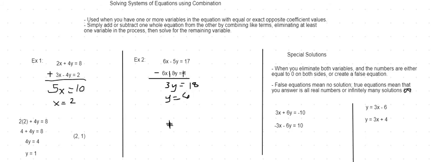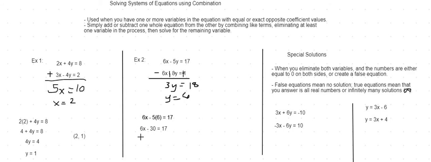Then I can plug that into one of the two equations and find x. So why don't I do this with the text here? 6x, I haven't found x yet, minus 5y, now I said 5 times 6 in this case, equals 17, okay? And then I would say 6x minus 30 equals 17.